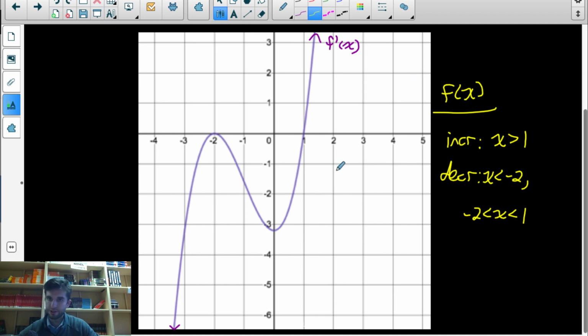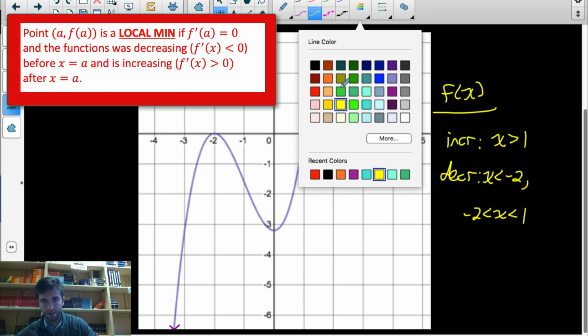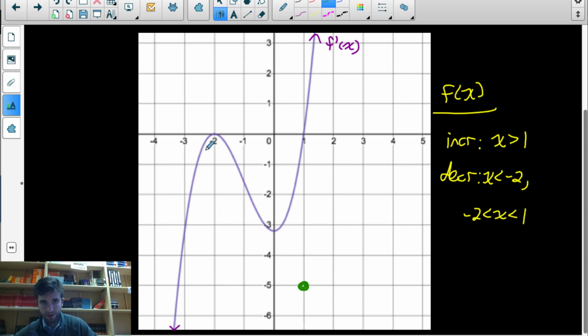So I need to sketch a function that satisfies this criteria. Decreasing before -2, still decreasing after -2 until 1, and then at 1, it switches from decreasing to increasing. So at 1, it's going to switch from a decreasing function to an increasing function. So I'm going to use green again here. So I know that there's going to be a minimum point at an x value of 1. I don't know where that min point's going to be, but I know there's going to be a min point at an x value of 1 somewhere. And I know at -2, there's a horizontal tangent because the derivative is 0. So somewhere at -2, there's a horizontal tangent. I'm just going to plot a point here.